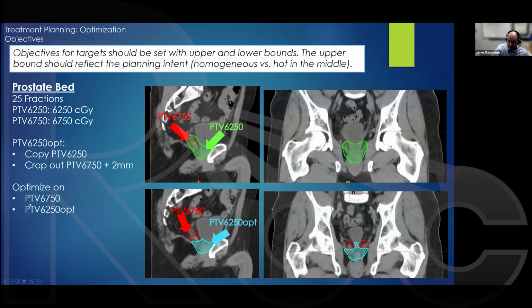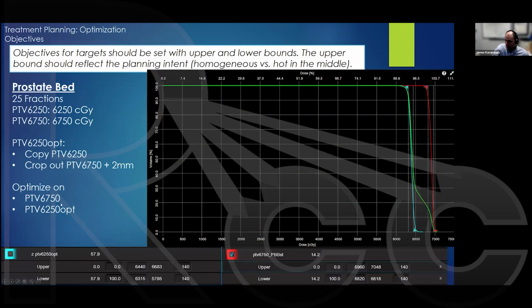And then I optimize on the full PTV 6750 and the opt 6250. And it'll look something like this in terms of the DVH, where the high dose DVH has that nice vertical line. If I were to look at the full target of the low target, it would be the green one where it's pretty vertical, but then in the overlap region, it shoots up to the higher dose. But because I pulled it back, I have that nice vertical blue line here that I'm controlling. And notice I'm only optimizing on the opt structure for that lower dose target.